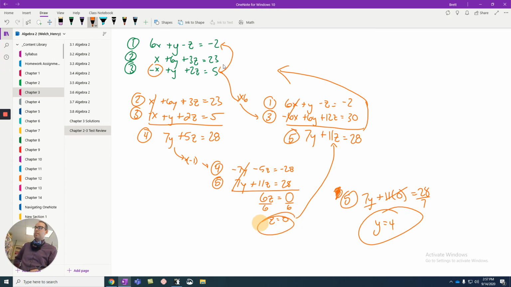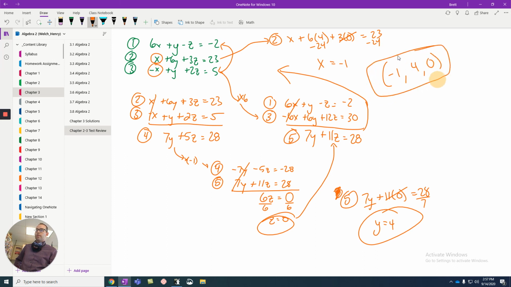If I come back up to the top, I actually like equation number 2 the best because you notice it's a single x all by itself. So x plus 6 times 4 plus 3 times 0 equals 23. Well, 3 times 0 is 0. 6 times 4 is 24. If I minus 24, then I get x equals -1, giving me a final answer of -1, 4, 0. There we go.